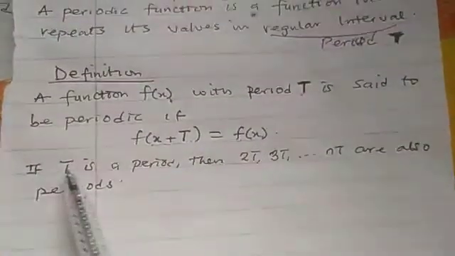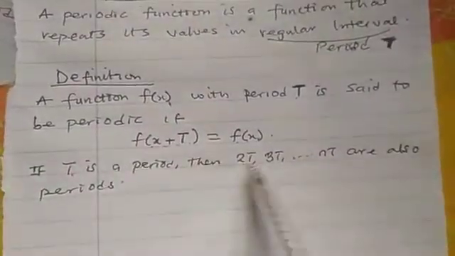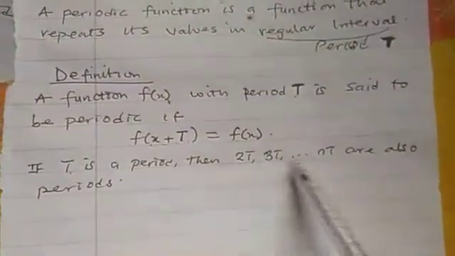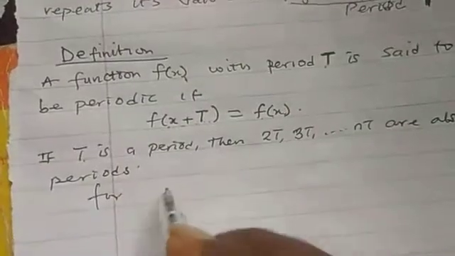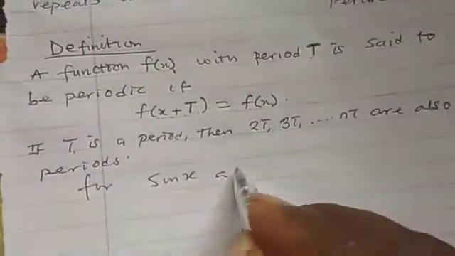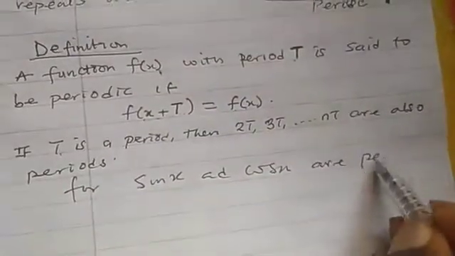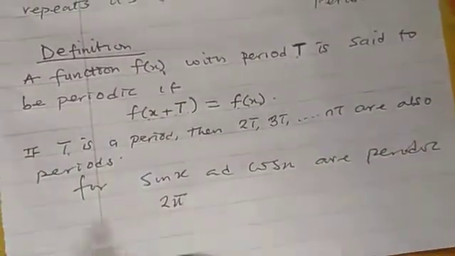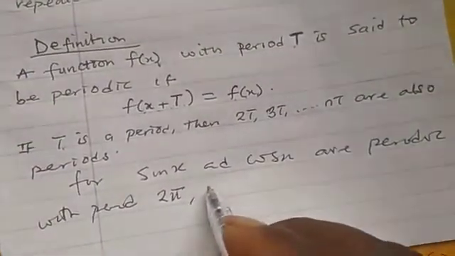Also, we take note of this: if T is a period of any function, then any number multiplied by that T will also be a period. 2T, 4T, 5T, and so on. They are also periods. For instance, if you consider sin x and cos x, they are periodic, with period 2 pi.